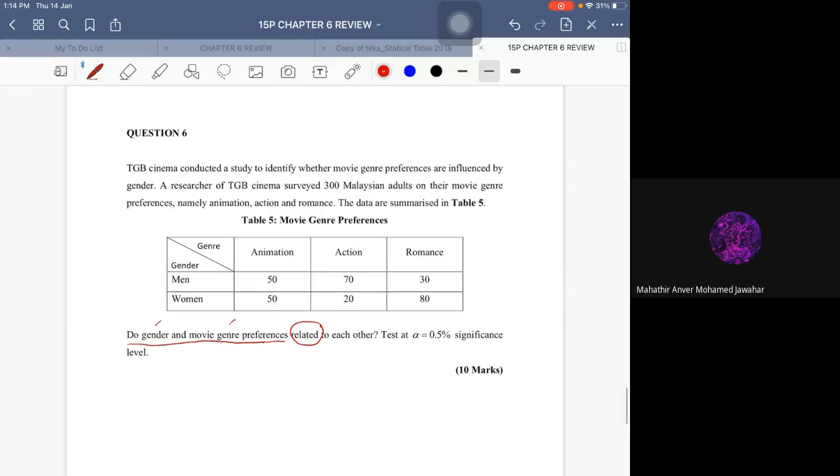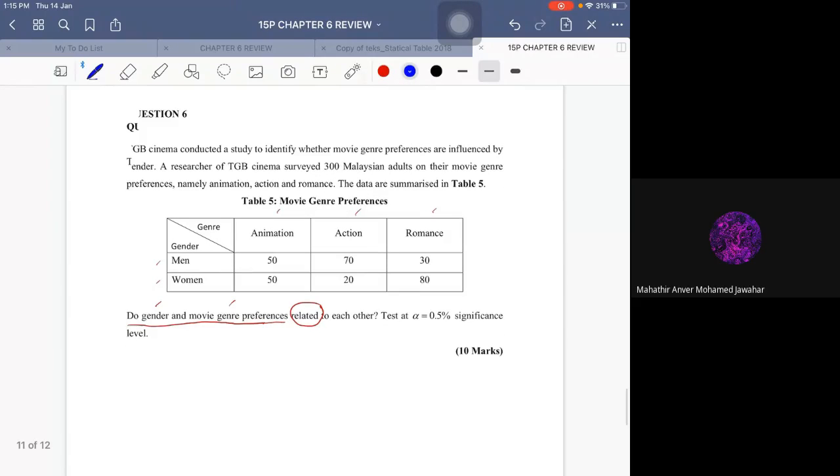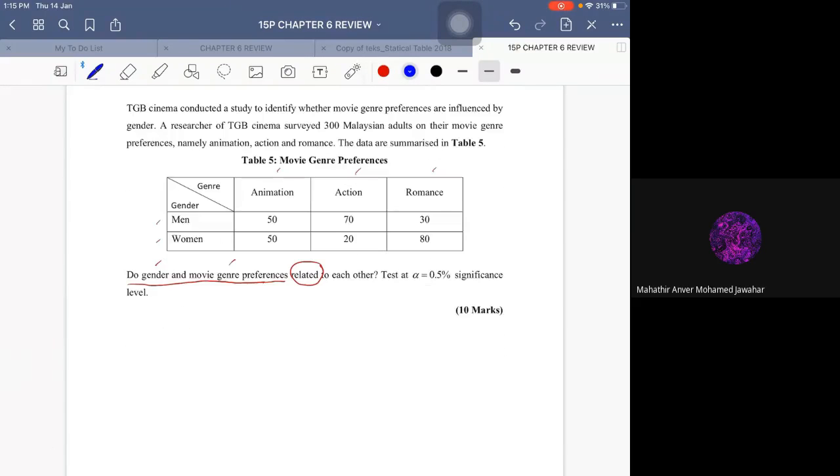Okay, so basically this is going to be our data. For gender, we have men and women, of course. And for genre, we have animation, action, and also romance. Now let's see how we are going to do the contingency table. The idea is the same as goodness of fit. It's only a slight twist on how we find the expected value.